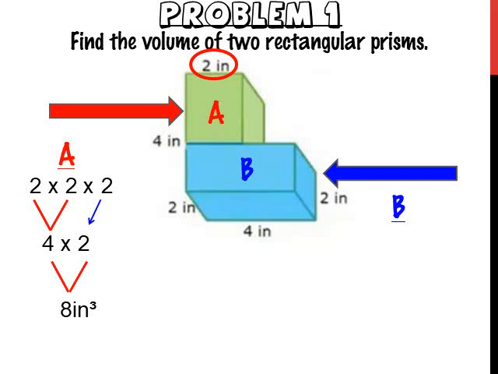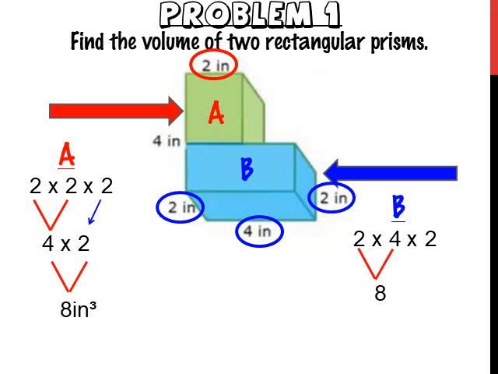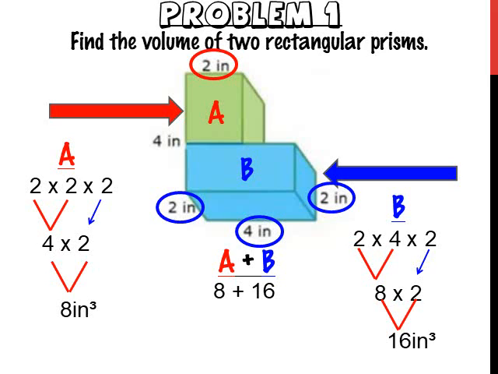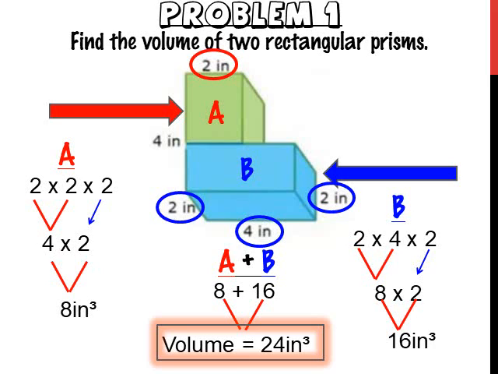Now let's look at B. For B, the numbers are 2, 4, and 2. So we're going to multiply those together. 2 times 4 times 2. 2 times 4 is 8. 8 times 2 is 16. The volume for B is 16 cubic inches. So now I'm just going to combine A and B. 8 cubic inches plus 16 cubic inches gives me 24 cubic inches. So the volume of this figure is 24 cubic inches.